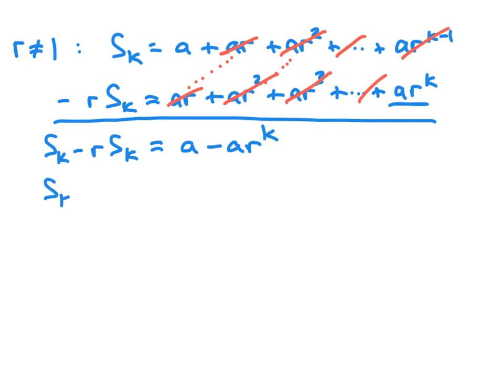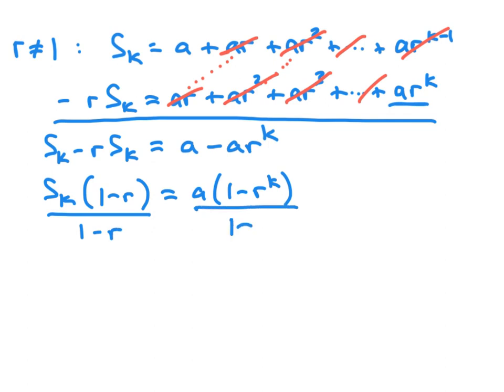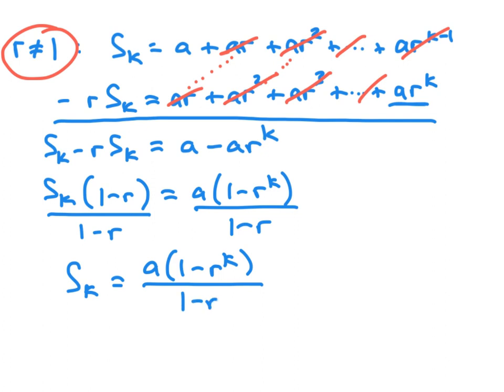On the left side, we can factor out an s sub k, and we're left with 1 minus r. And on the right-hand side, we can actually factor out an a, and we'll be left with 1 minus r to the k. We can then divide both sides by 1 minus r, remembering here that r is not equal to 1, and so 1 minus r we know will not be 0. And so dividing by a non-zero number on both sides of an equation is always allowed. So we have s sub k equals a times 1 minus r to the k all over 1 minus r.